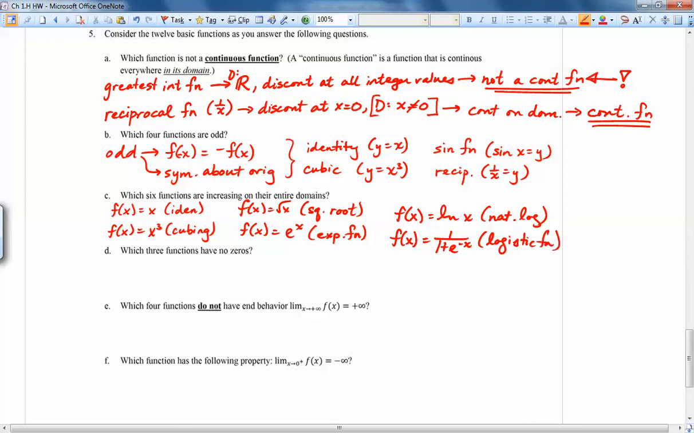Which ones have no zeros, so they never cross the x-axis? Well, one of those is the reciprocal function. There's no way to ever get 0 out of this. Right? So there's one. One of them is the exponential function. That's always positive. And one of them is the logistic function.